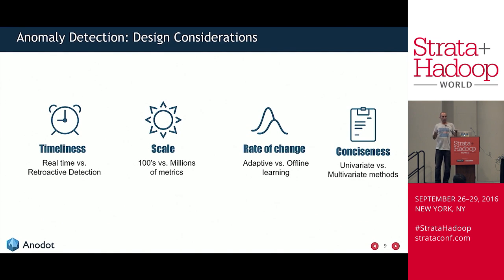So there are four main design considerations. There's actually more than just these four, but these are really the four main ones when you want to build a large-scale system. So first of all is timeliness.